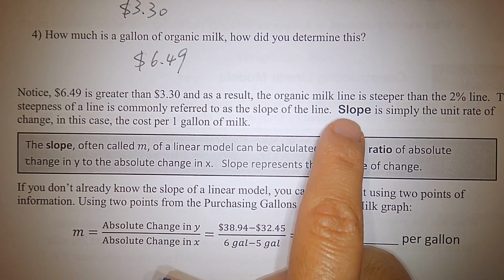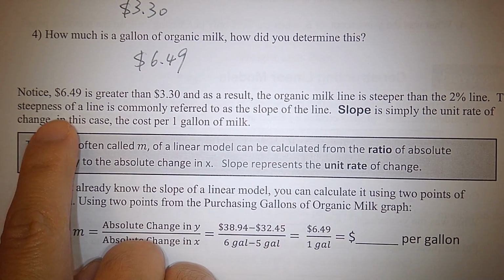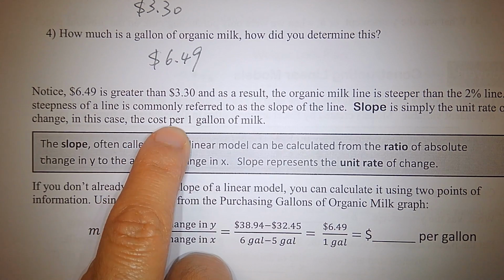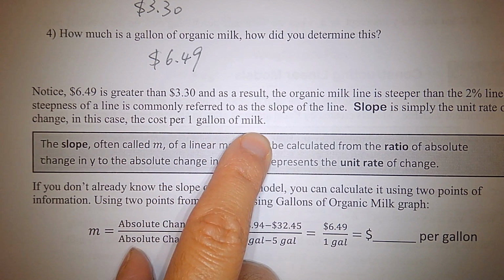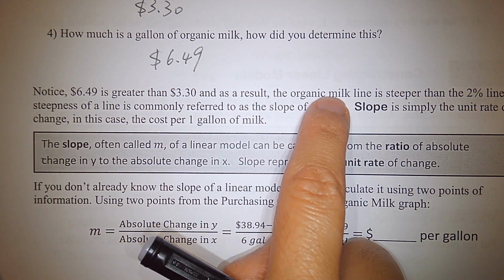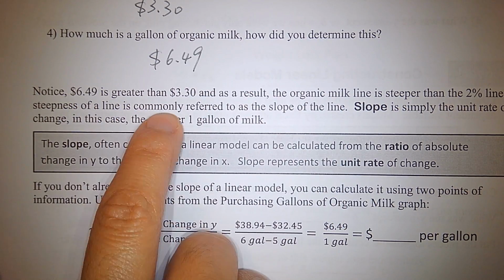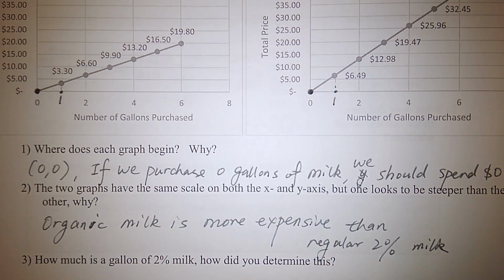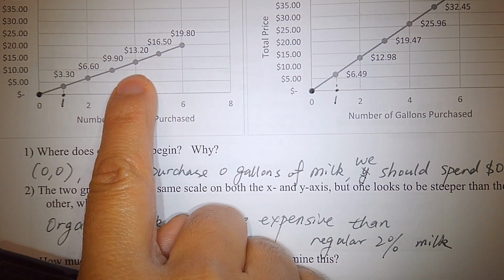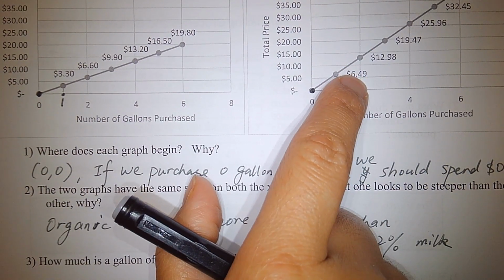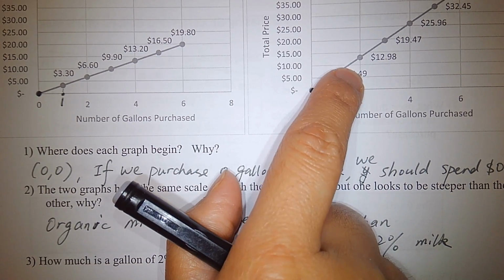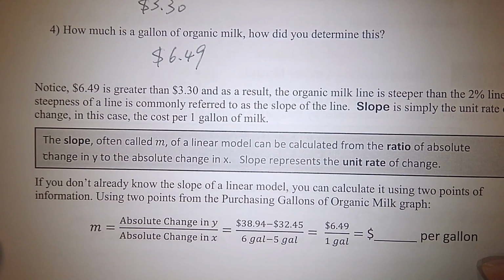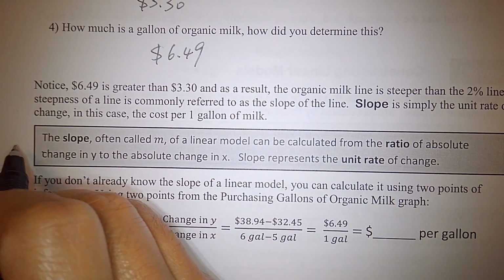So slope is simply the unit rate of change, in this case the cost per 1 gallon of milk. And the steepness of the straight line refers to the slope of the line. So if we say this line is steeper than this one, we say this line has a bigger slope, a larger slope.